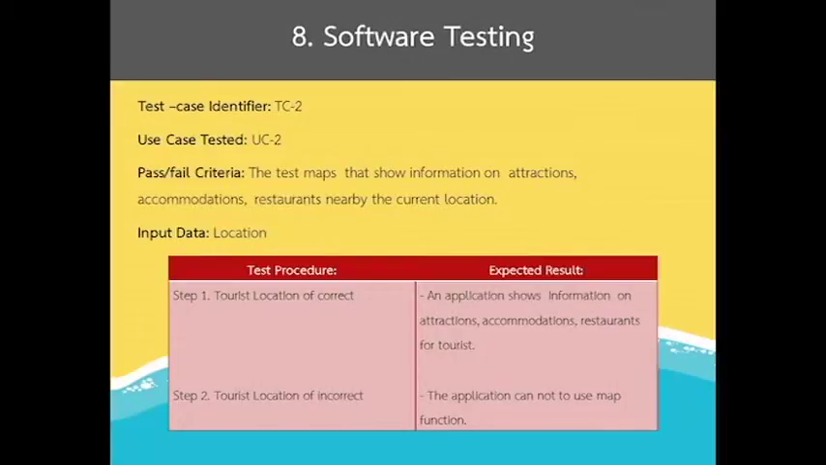Test case identifier 2. Use case tested 2. Pass or fail criteria: the test map shows information on attractions, accommodation, and restaurants nearby the current location. Input data: location. Test procedure. Step 1: tourist location is correct. Expected result: the application shows information on attractions, accommodation, and restaurants for tourists. Step 2: tourist location is incorrect. The application cannot use the map function.